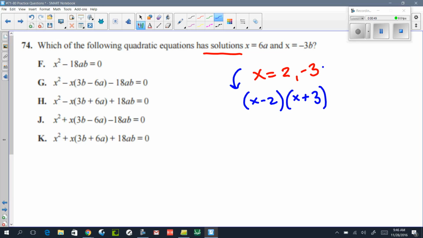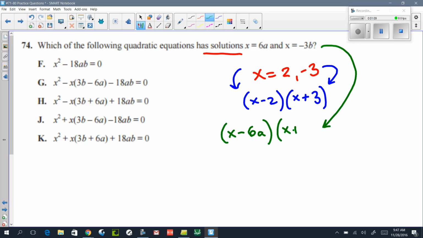So based on our solutions, we need to come up with our factors. We're going to do that exact same thing here. If these are our solutions, we need to write the factors. So what factor would give me a solution of 6a? The factor would be x minus 6a. What factor would give me a solution of negative 3b? That would be x plus 3b. Because when you plug these values in, if you plug 6a into here now, that would make it 0. And if you plug negative 3b into here now, that would also make it 0.